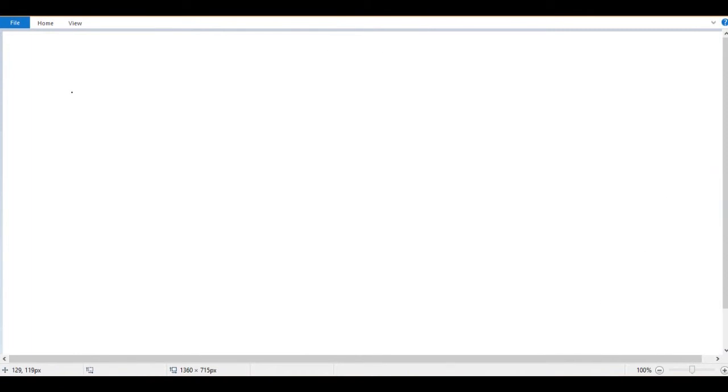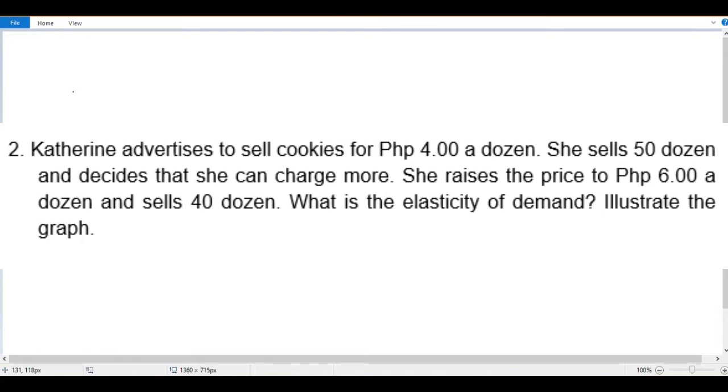We read the problem. Catherine advertises to sell cookies for 4 pesos a dozen. Wow! 4 pesos lang. She sells 50 dozen and decides that she can charge more. She raises the price to 6 pesos a dozen and sells 40 dozen. What is the elasticity of demand? Illustrate the graph. Sana all 6 pesos lang ang cookies. Okay, anyway. So, let's look at the given. So, I'm so sorry talaga sa handwriting.